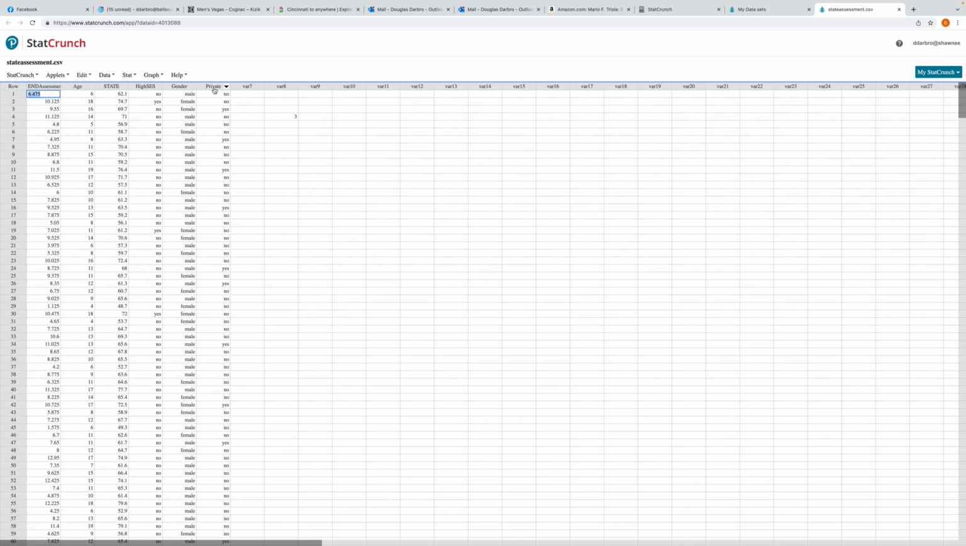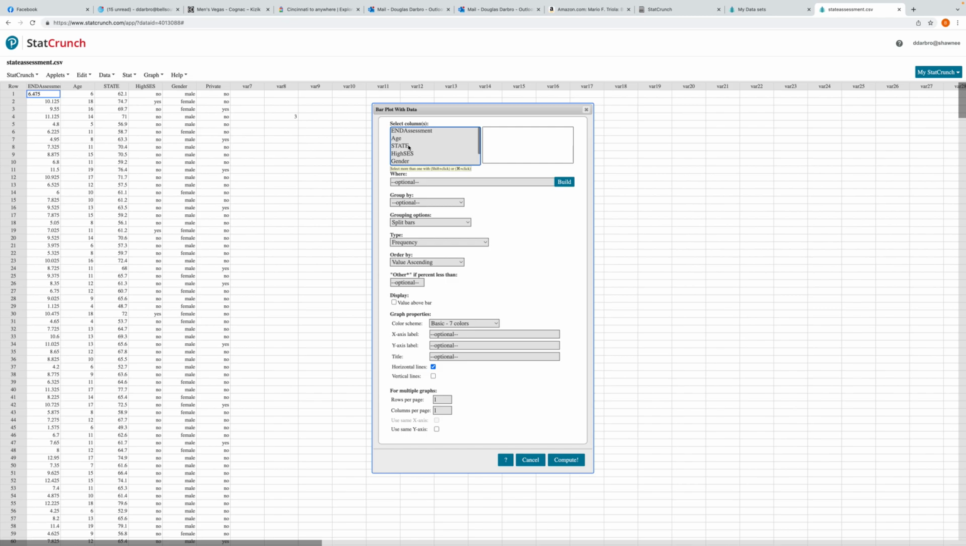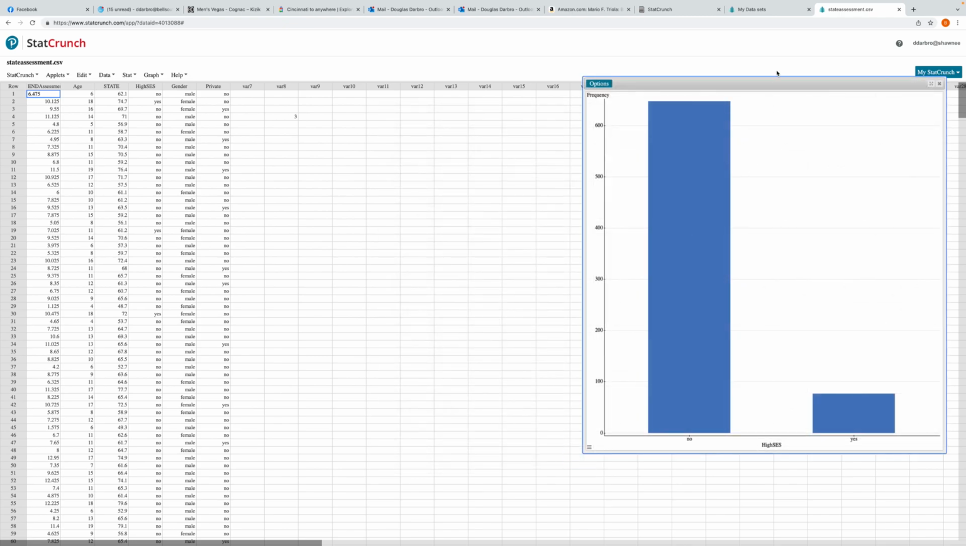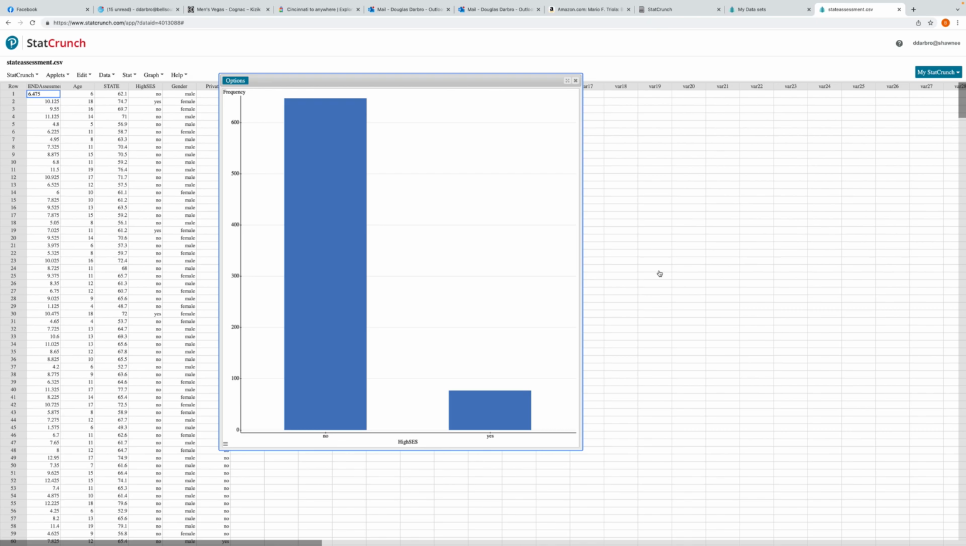So how do we take a look at displaying the categorical variables? If we go to graph, there is something that we can use called a Pareto, P-A-R-E-T-O, but here it's called a bar plot. So I can go with data, and I can take a look at, for example, high SES. I'm not going to worry about any of this stuff right now. And what I get is something that kind of looks like a histogram.